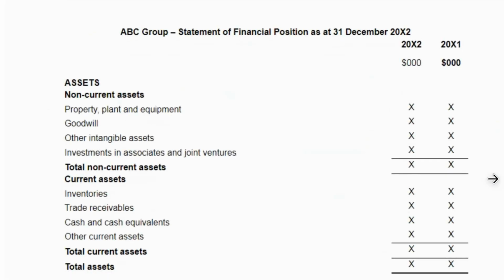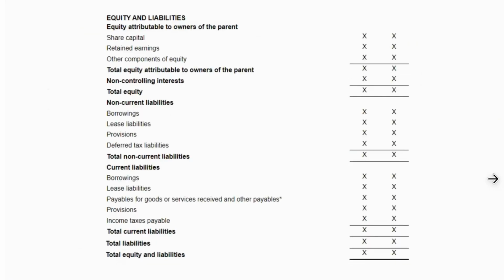Here is the statement of financial position. As you see here, assets are divided into non-current assets, then you have totals of non-current assets, then you show separately current assets and their totals. And what about the liabilities, equity and liabilities? You have equity attributable to owners of the parent and also non-controlling interest. Then you see that liabilities are divided into two categories: non-current liabilities, their totals, and current liabilities and their totals. Then you see total liabilities and total equity and liabilities.